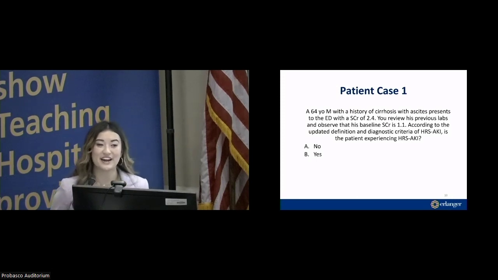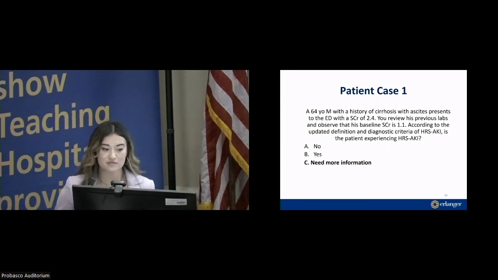So in this scenario, the answer would be C. We need more information. Did this patient receive the albumin challenge? Have diuretics been previously administered? We'll discuss albumin's role in diagnosis and treatment a little bit later.